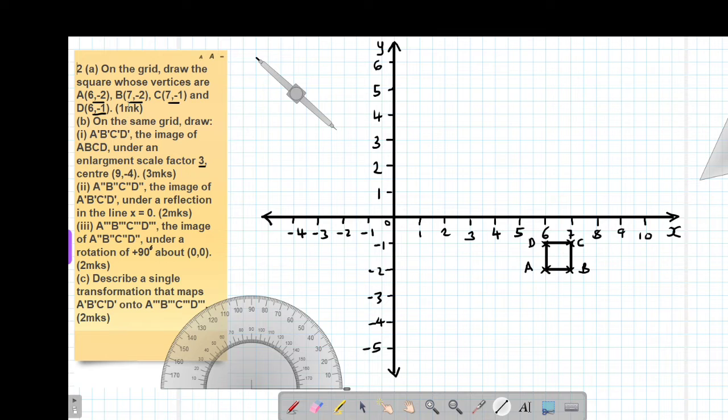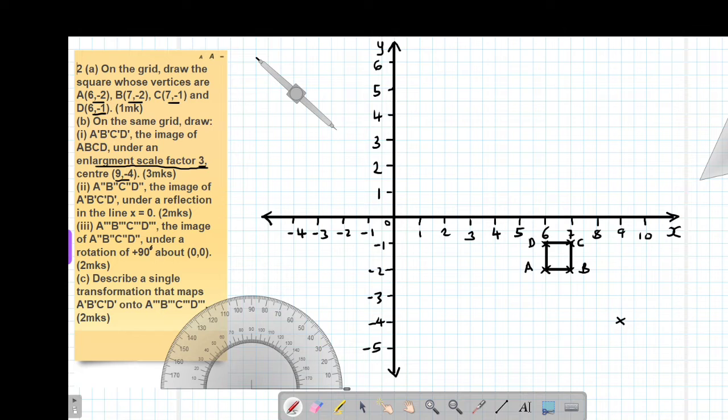Then part B of the question, they want us to, that on the same grid, draw A prime, B prime, C prime, D prime, the image of A, B, C, D, under an enlargement, scale factor +3, center 9, -4. So the first thing, I'm going to locate the center. It is +9, -4. So this is +9. So negative 4 is around here. So this is our center. You can see this is negative 4.